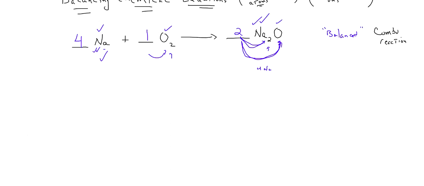So let's look at another one. Now I'll do nitrogen, N2, a nitrogen molecule actually. Okay, and we'll add it with a hydrogen molecule. And on the right side, the products, we're going to get NH3.